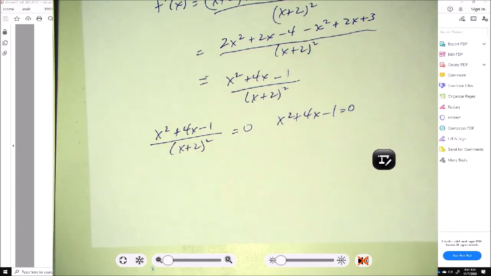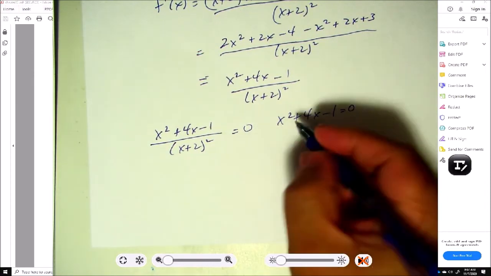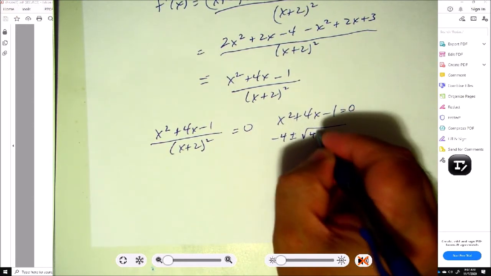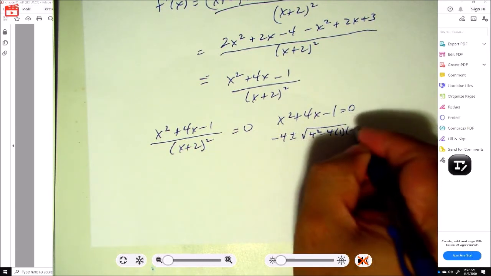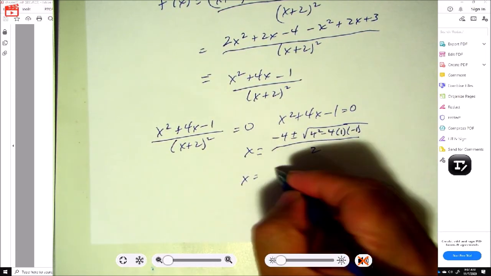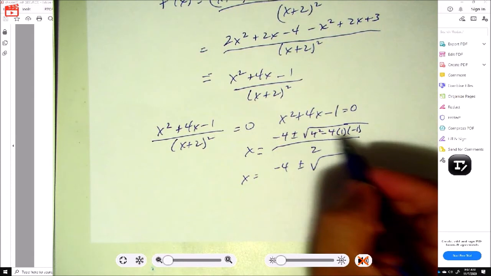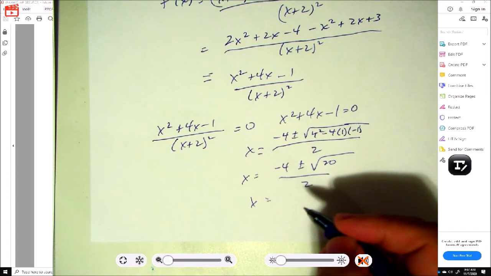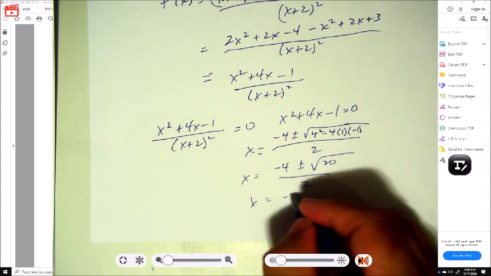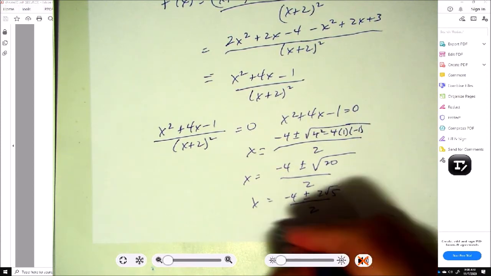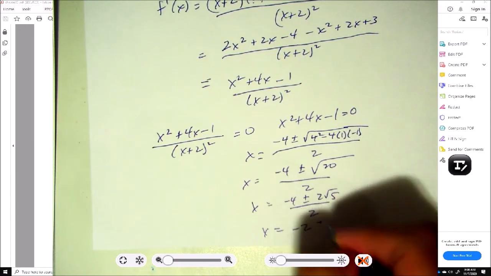From experience, you can see that this quadratic cannot be factored, so we just use the quadratic formula. So that'll be -4 plus or minus the square root of 4 squared minus 4 times 1 times -1, all over 2. So that's -4 plus or minus square root of 20 over 2. And what is that? -4 plus or minus 2 root 5 over 2. So that's -2 plus or minus root 5.